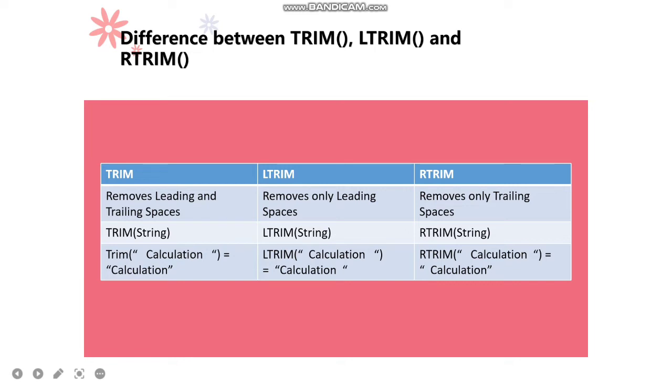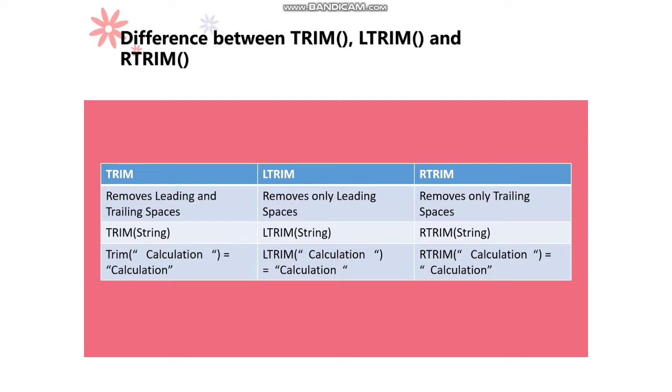But if you observe here, LTRIM focuses only on leading spaces. That's why only the leading space got trimmed and we got the remaining string as is. RTRIM focuses only on trailing spaces. That's why we got only the trailing space removed, and the remaining string as is. So this is how you can understand the difference between TRIM, LTRIM and RTRIM.